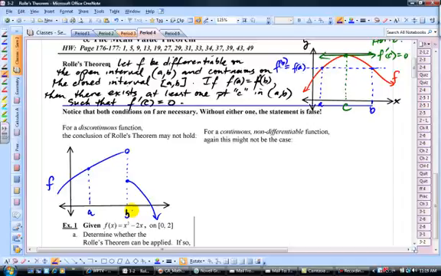So how about a continuous function but non-differentiable? If it's continuous but not differentiable, there may be a what somewhere? A cusp or a corner, right? Because we know it's not differentiable at a cusp or a corner. So in which case you might have something that looks like this. So let's draw a picture of that. Okay. So it might be something that looks like this.